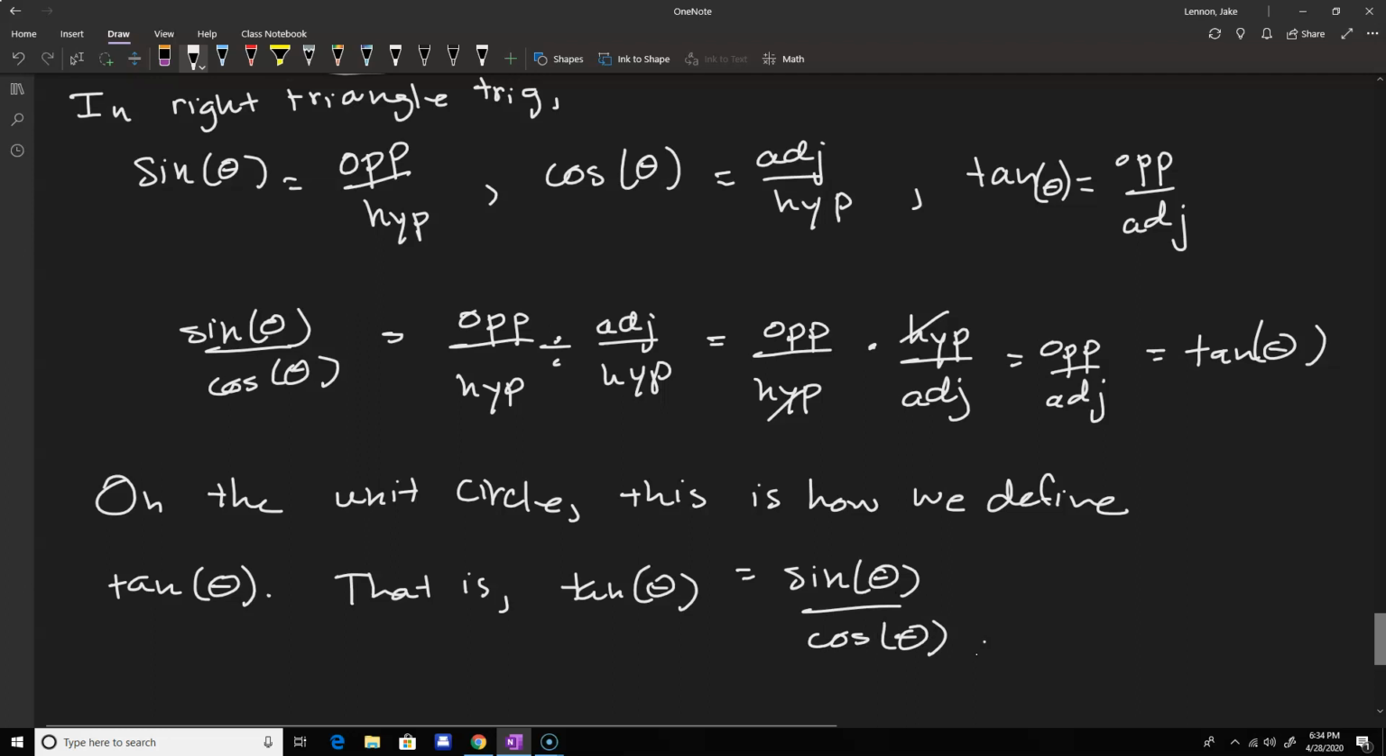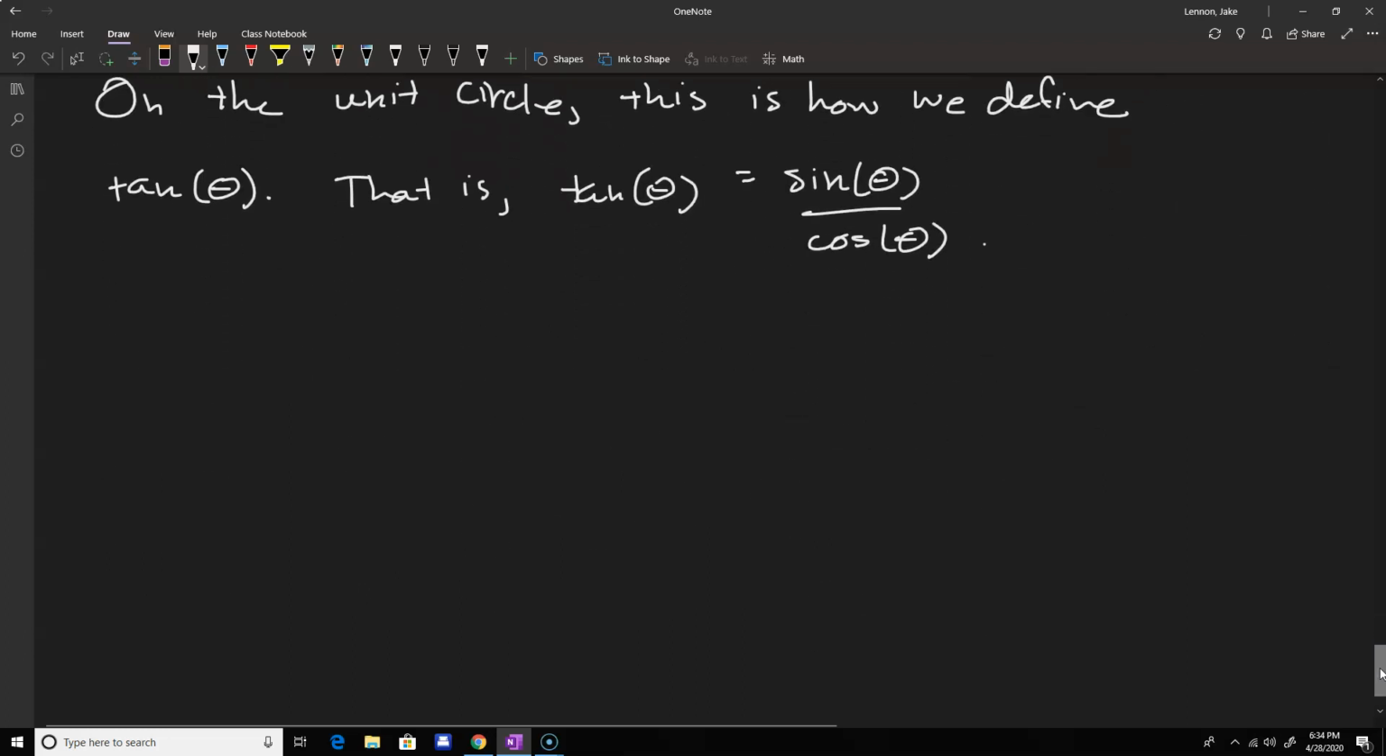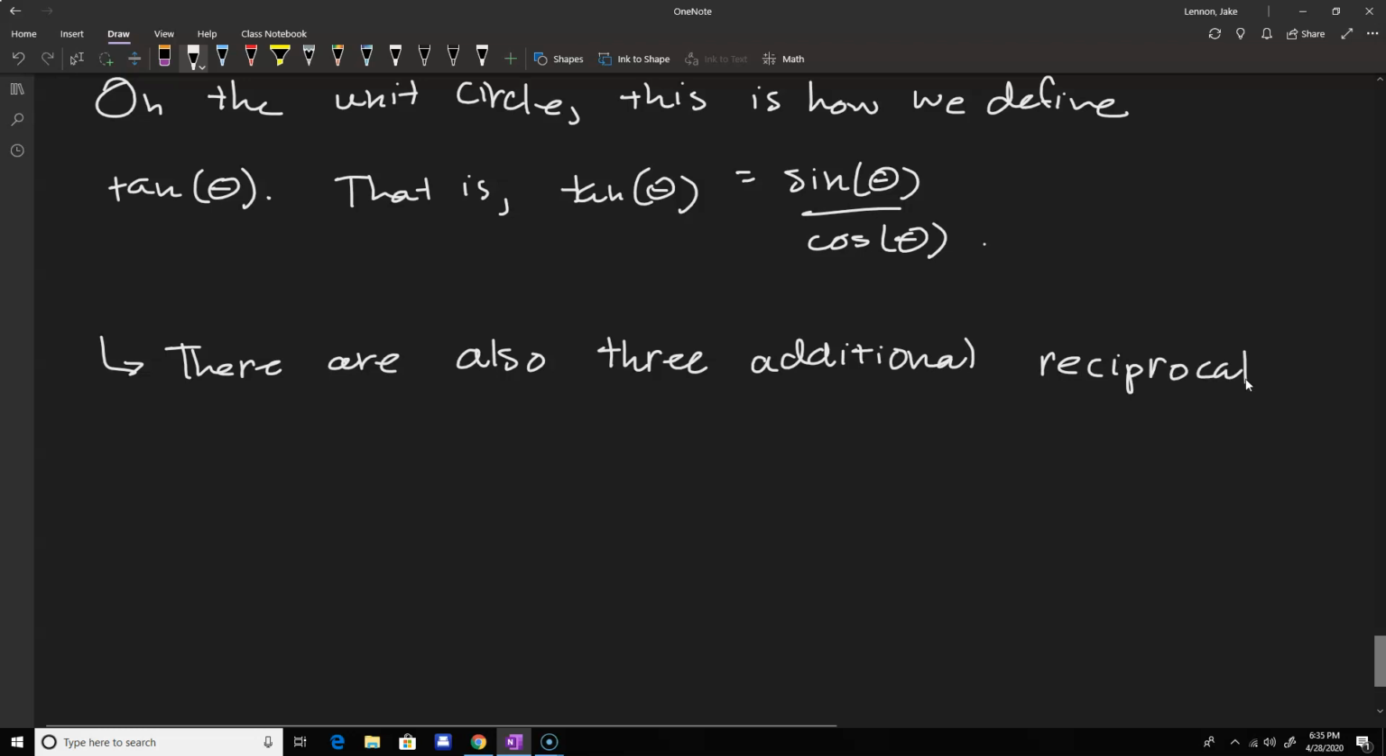There's also 3 other trig functions that we can talk about that are given as reciprocal functions. We usually don't deal with them as much, but they do come up sometimes in identities, and we can consider the graphs and things like that. So let me just write them down for now, and then we'll finish here. So there are also 3 additional reciprocal trig functions, because they're just reciprocals of the 3 trig functions we know.